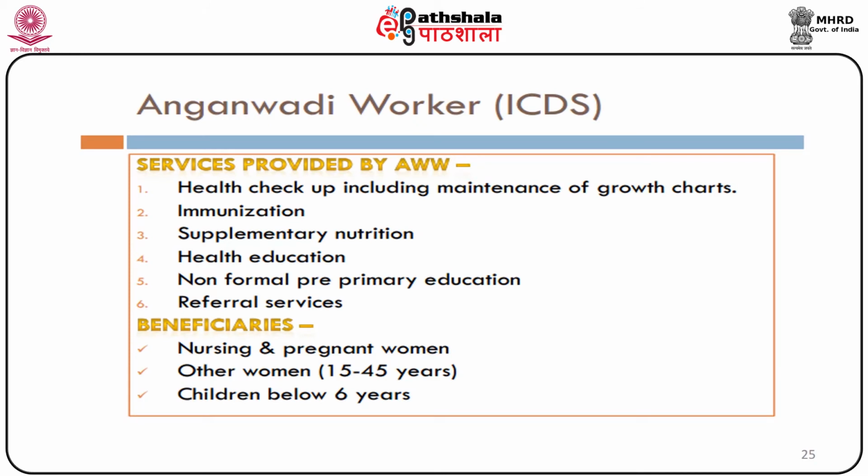Now, the Anganwadi worker, who is from the ICDS scheme, is chosen for her effective working as to 1 per 1,000 population. And what she does is she includes the children.